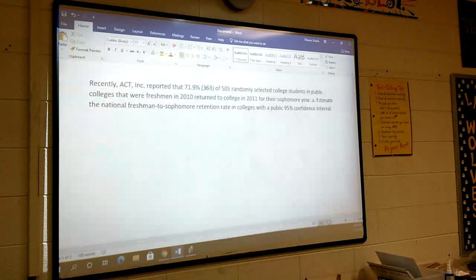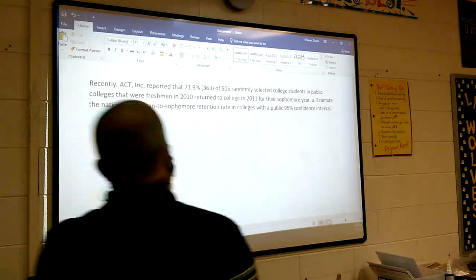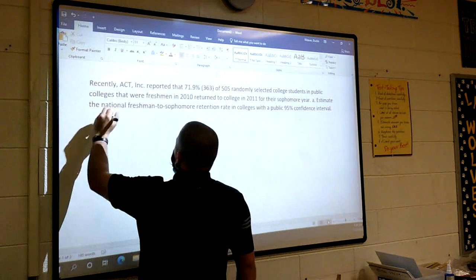This says, recently ACT Incorporated reported that 71.9% of the randomly selected college students in public colleges that were freshmen in 2010 returned to college in 2011 for their sophomore year. Estimate the national freshman to sophomore retention rate in colleges with a 95% confidence interval. Okay, so first of all, we're going to go to our conditions.